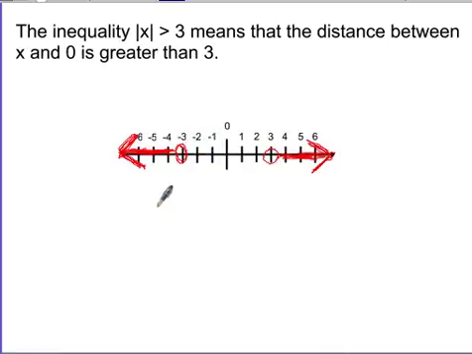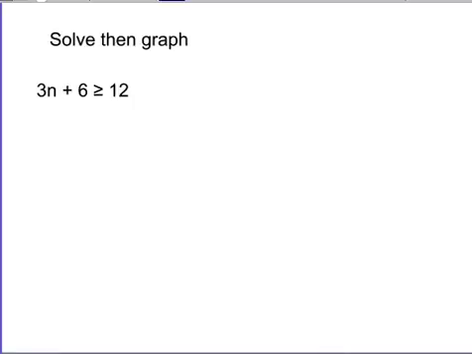So our OR statement would look like x is less than negative 3 or x is greater than 3. Okay? So we're still going to have case 1 and case 2. They're just going to look different this time. It's going to be an or statement instead of an and statement, okay? All right, so let's look at this one.